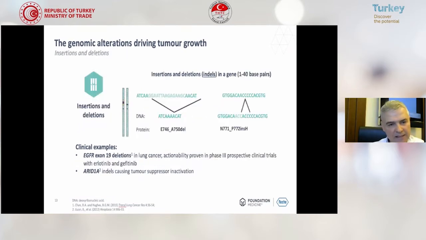So this is another example, which is called insertion and deletion mutations. For example, EGFR exon 19 deletions in lung cancer are actionable. We can target this mutation with specific drugs called erlotinib and gefitinib.